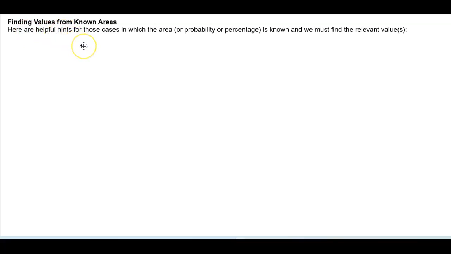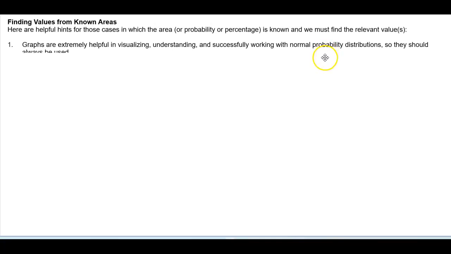Finding values from known areas. Here are helpful hints for those cases in which the area or probability or percentage is known and we must find the relevant values. Number one, graphs are extremely helpful in visualizing, understanding, and successfully working with normal probability distributions. So they should always be used, meaning that you should always draw the normal curve.